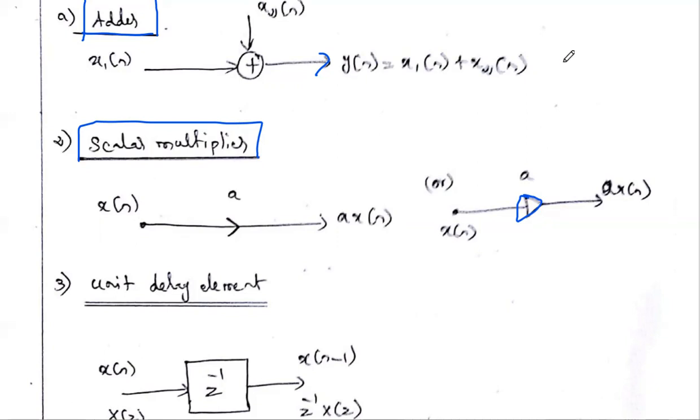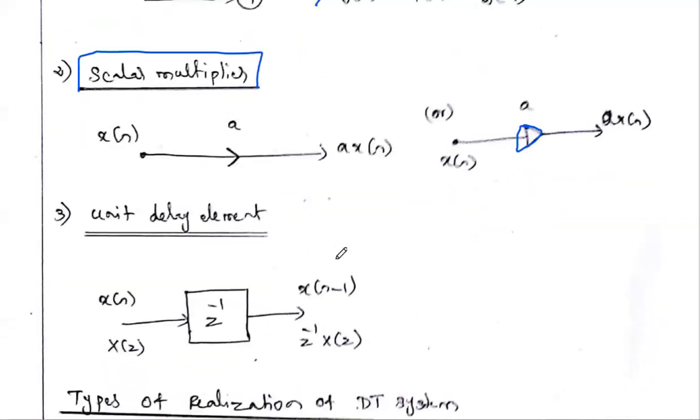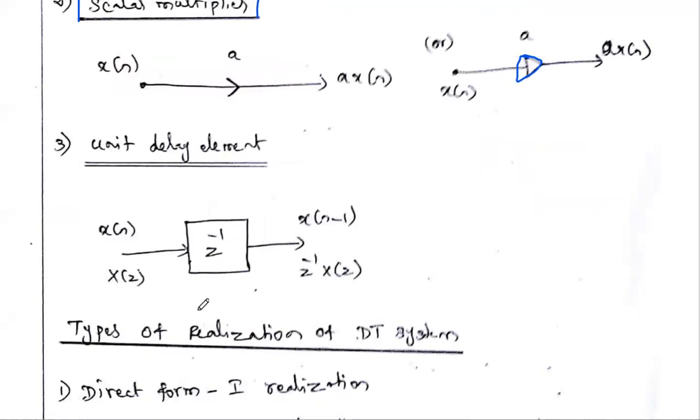Differentiator means s component we are using. But here in the discrete time system, instead of that integrator and differentiator, we are going to use one more component. It is said to be the unit delay element. So this component is different from the continuous time system.